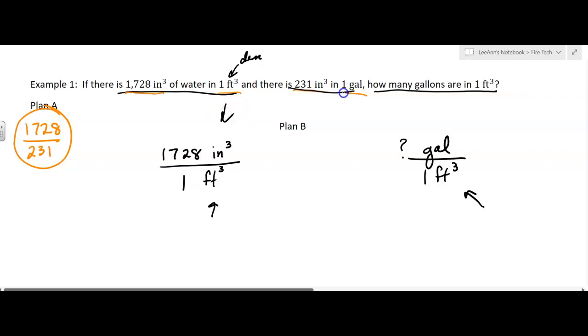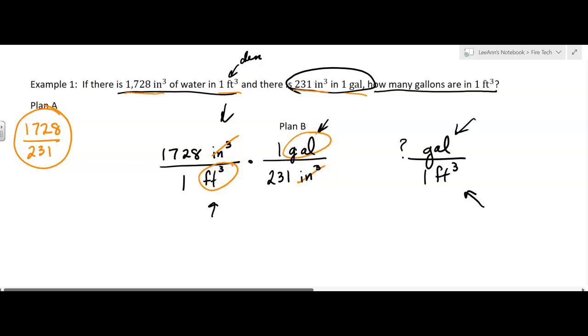So now I'm looking at the other piece of information they gave me. They said there are 231 cubic inches in a gallon. So I'm going to multiply. Where do I want cubic inches? I want them in the denominator because I want those cubic inches to cancel out. And then the gallon is going to be in the numerator. Good news for me, I want gallons in the numerator, right? So the gallons are where I want them. These cubic inches are going to cancel, and now I have exactly what I want. I have gallons in the numerator and cubic feet in the denominator.